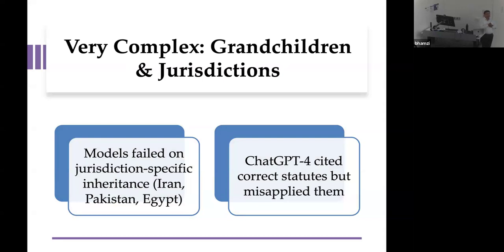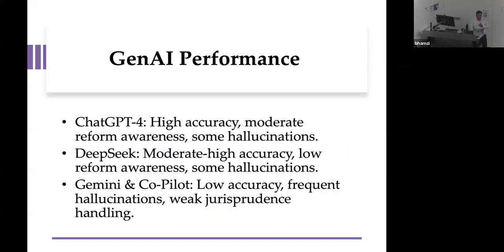I specifically focused on Iranian law to assess Shia fiqh, and then on Hanafi fiqh, I compared Pakistan and Egypt. None of the AI models could actually provide a correct answer. So on a scale, with a very simple answer there is very good accuracy, but as you make things complex, the accuracy of the answers decreases.